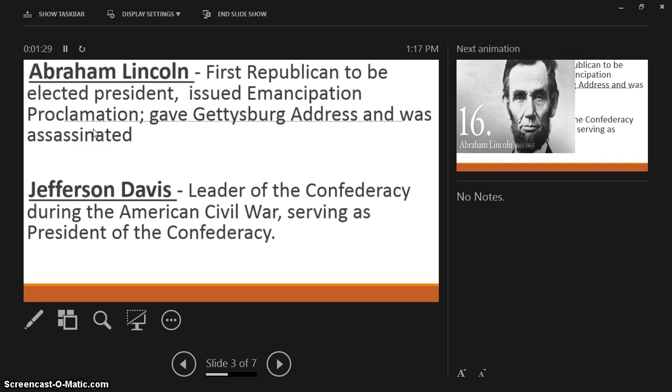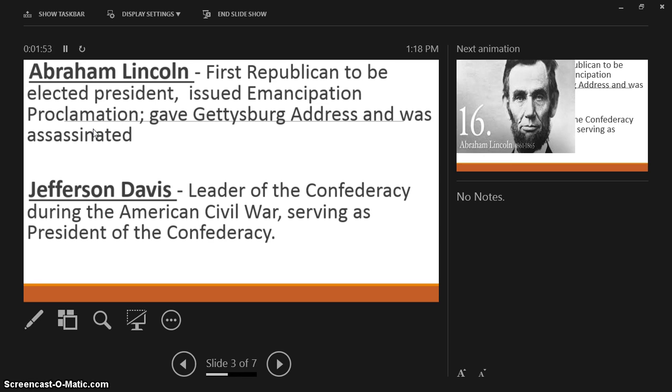Next, we got the two leaders. We have Lincoln, the first Republican president to be elected. Right? And he also issues the Emancipation Proclamation. He gives the Gettysburg Address. He was shot in the head. He loved top hats. Awesome guy. Right? One of our best presidents. He does a lot of really, really awesome things. He, of course, heads up the North, the Union.